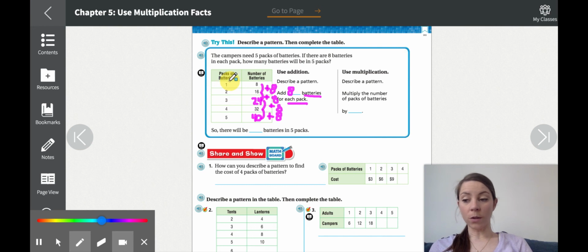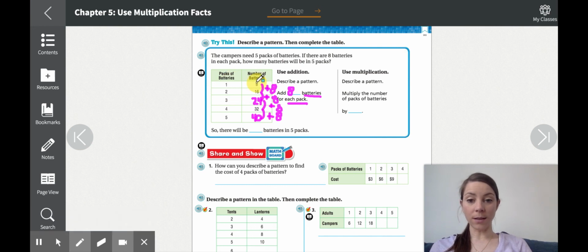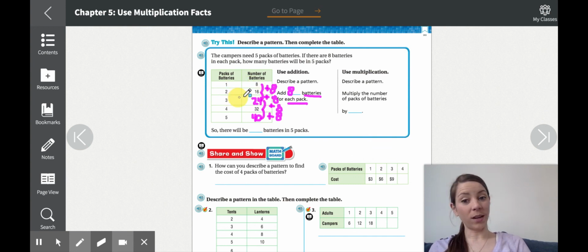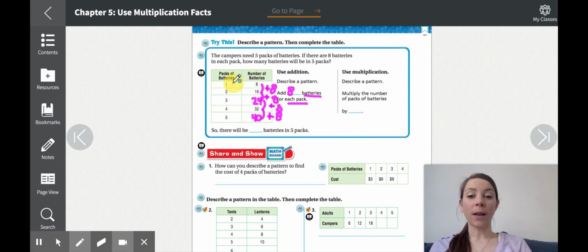So what do we do to 1 to get to 8? What do we do to 2 to get to 16? What do you do to 3 to get to 24? And it's the same each time? Well, this time we're multiplying by 8. 1 times 8 equals 8. 2 times 8 equals 16. 3 times 8 equals 24. So now if we had to figure this row out, we would follow the same pattern. 5 times 8 going across would equal 40.